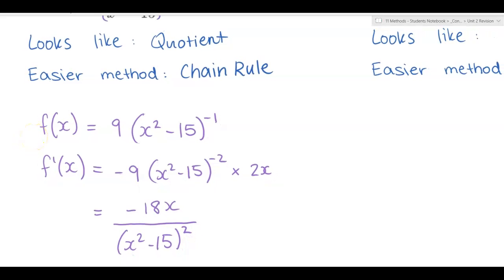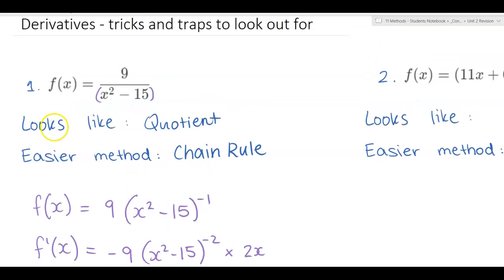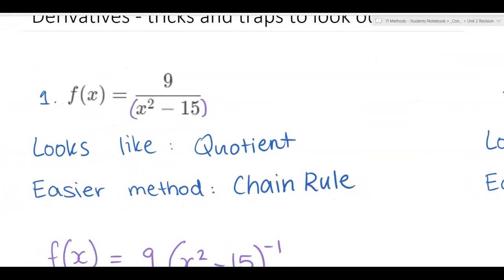If you went through and did the quotient rule where you made u equal 9 and v equal x squared minus 15, you would get the exact same answer, but this is a lot less work. So that is probably number 1 of little traps to look out for. It might look like the quotient rule, but in this case, I would recommend not doing it.